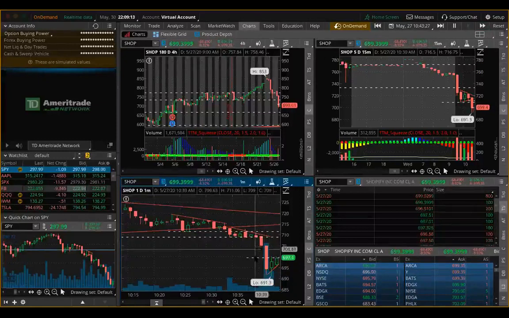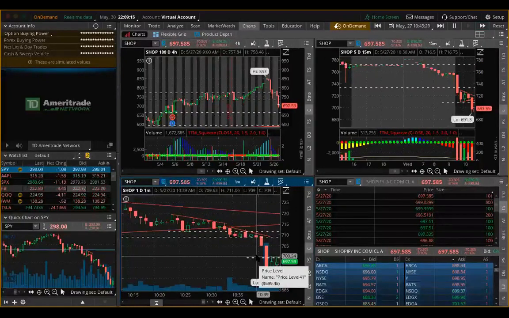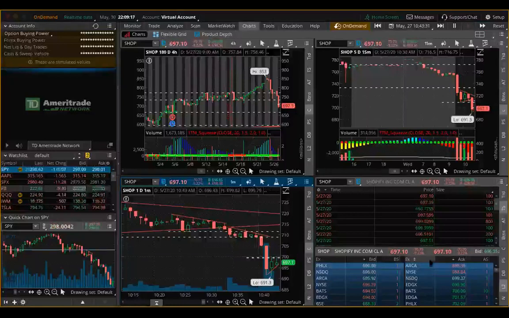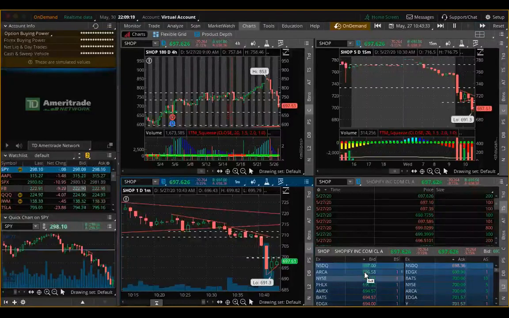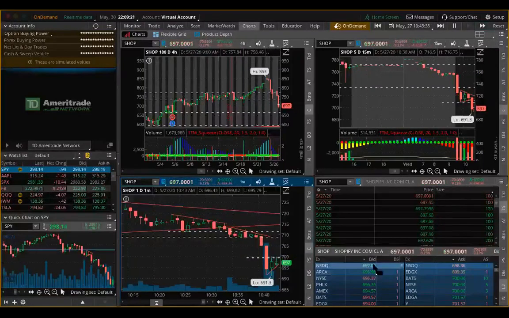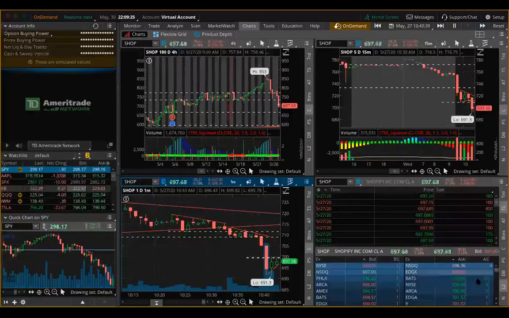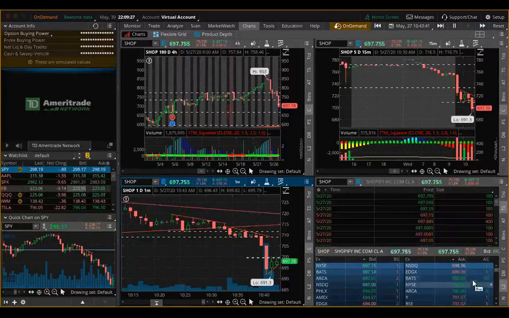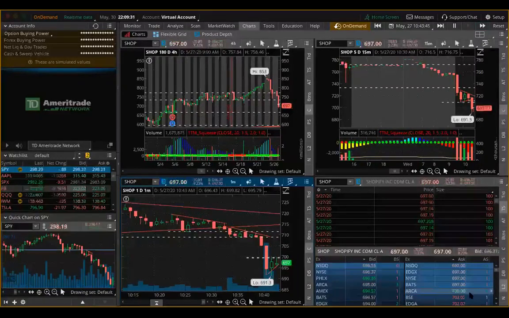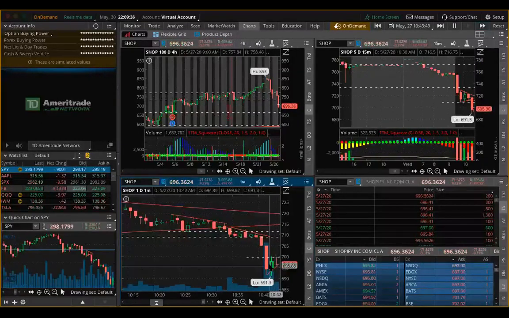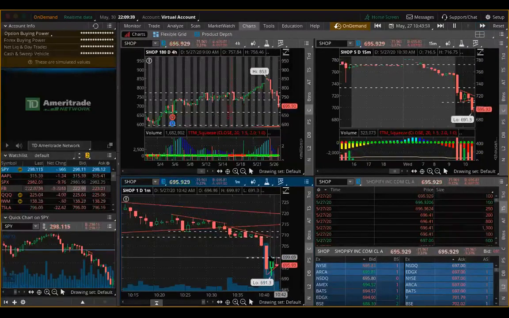Let's look at the tape. So the tape is gonna give us a clear indication. If we get a breakout above the 700 level, we're gonna have buyers stepping in, and they're gonna be gobbling up these shares. If not, we're gonna have sellers coming in. Look, we got 10 on the sell side at 700. You guys see that? We got 10 on the sell side. We got 4 on the sell side, right? Boom. Look what's happening. It's breaking down. Getting clearly rejected at that level.